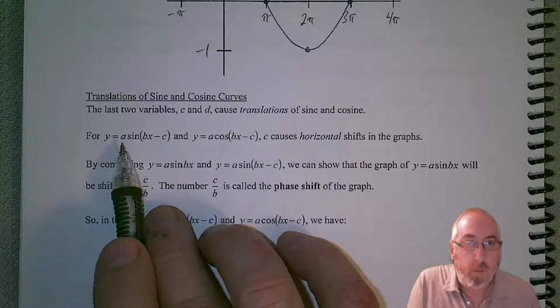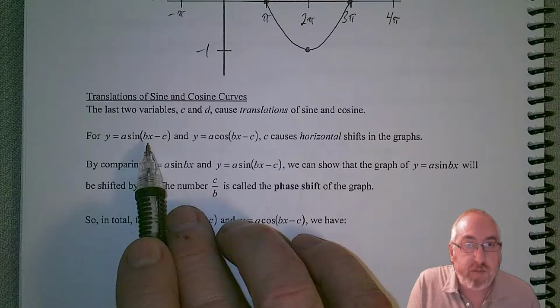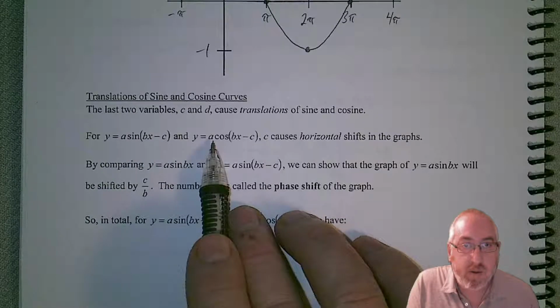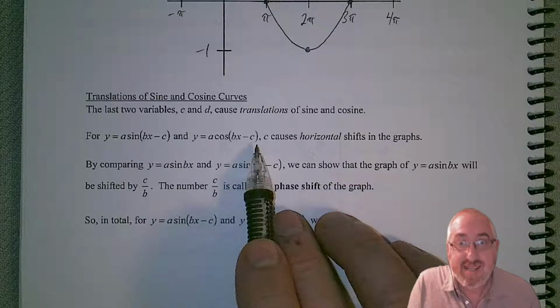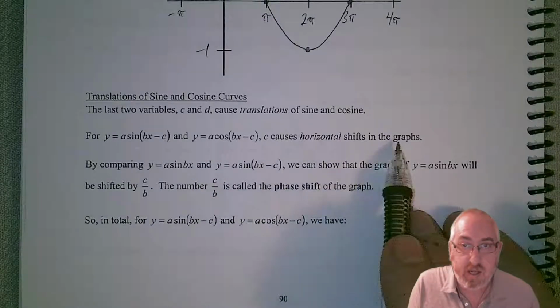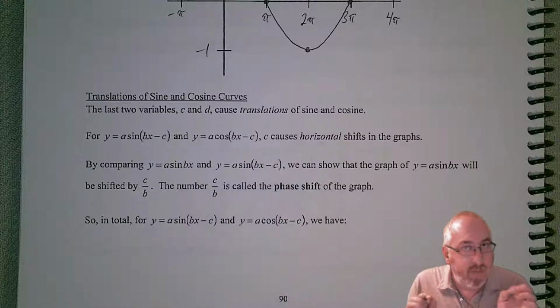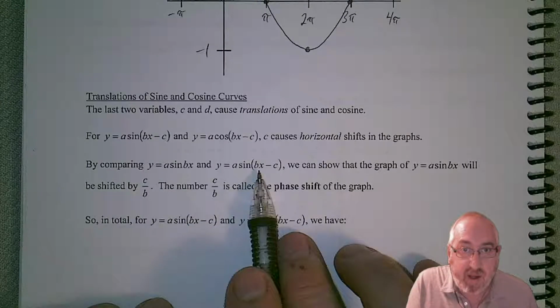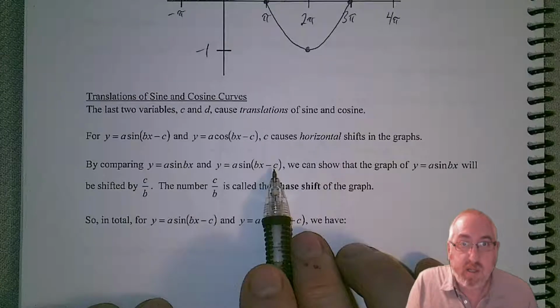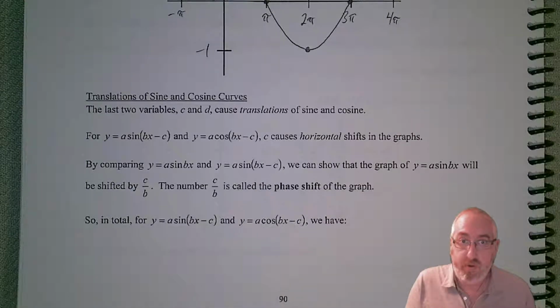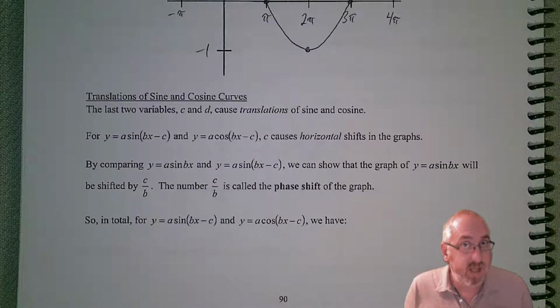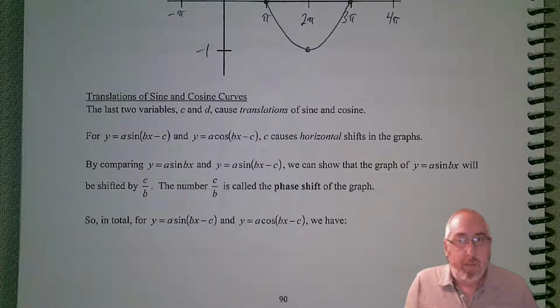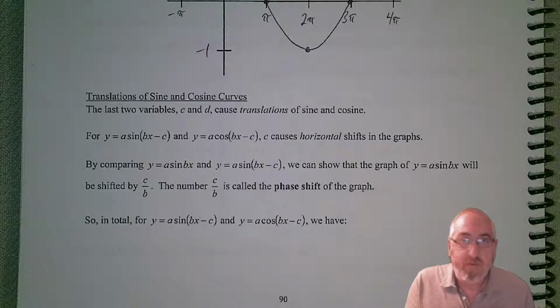So for y equal to a sine of bx minus c and y equal to a cosine of bx minus c, c causes horizontal shifts in the graphs. Now we should already know this based on our translations back in chapter 1. When we're modifying the value of x, it will cause a shift either left or right. Depending on what the value of c is, that's the primary component that will shift it left or shift it right. But let's take a look at the whole picture.